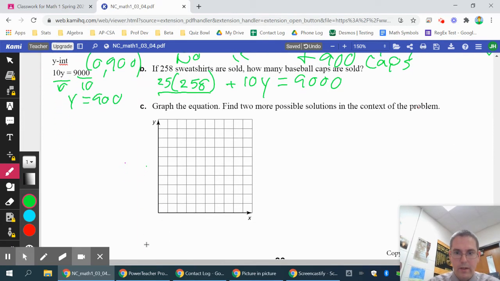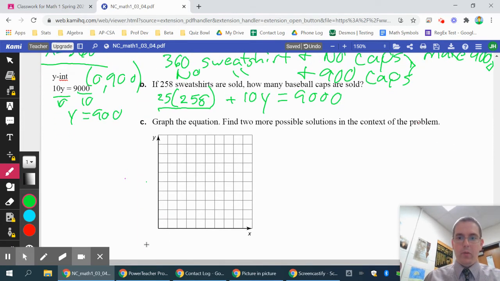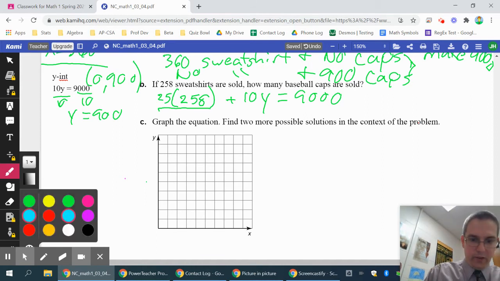So one intercept was 360 on the x-axis, so I would go to x is about 360, about right there. The other intercept was about 900 on the y-axis, which I think if you count it out is about right there. And then what you need is a straight line between those 2 points. I would recommend using a straight edge or something like that. Then you can use your graph to get other approximate solutions in the context of the problem.